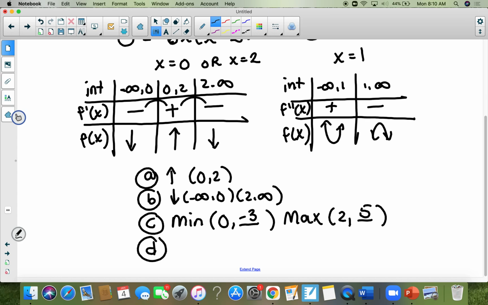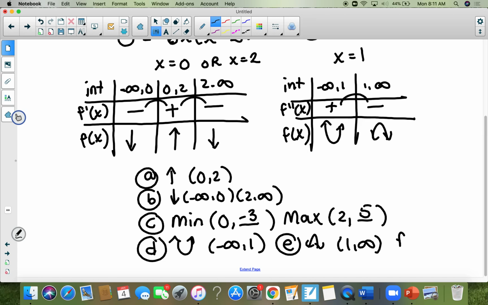D, concave up from -infinity to 1. E, concave down from 1 to infinity. And when you go from a positive to a negative or a negative to a positive, you have a point of inflection at (1, 1). Those are called sign charts.